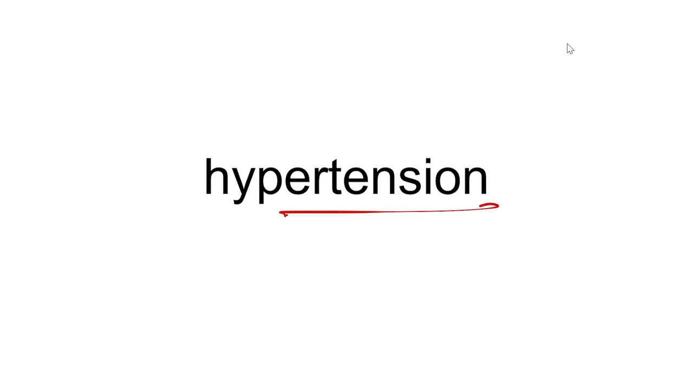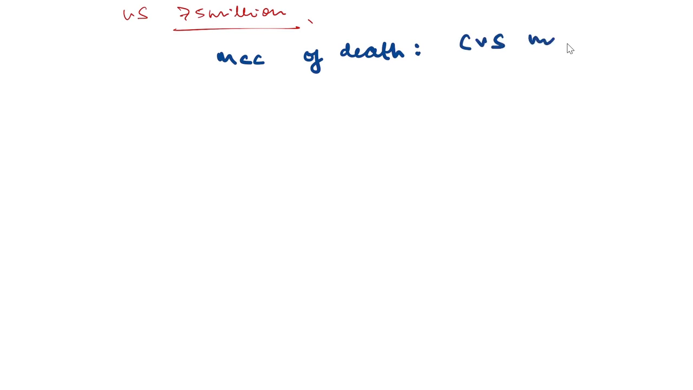First of all, what is the prevalence? In the US, according to a survey, 75 million of the population is suffering from hypertension. Clear? Now next is the most common cause of death. It is an important MCQ. The most common cause of death in hypertensive patients is CVS mortality.